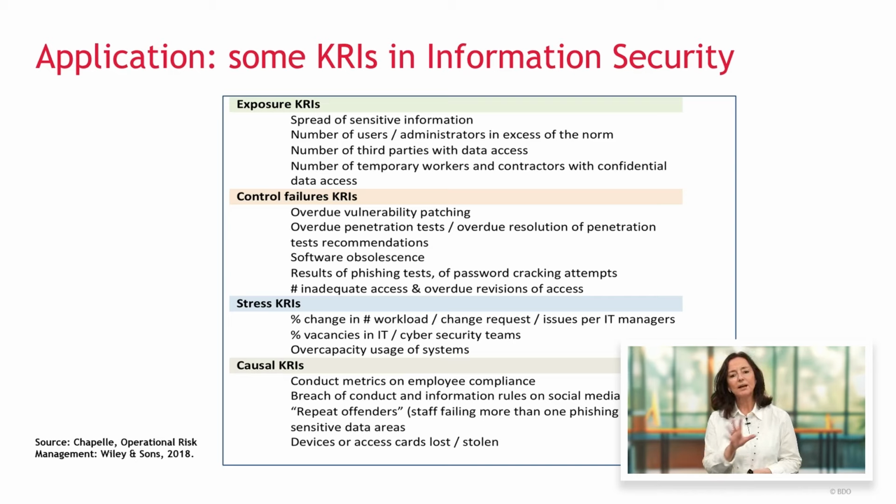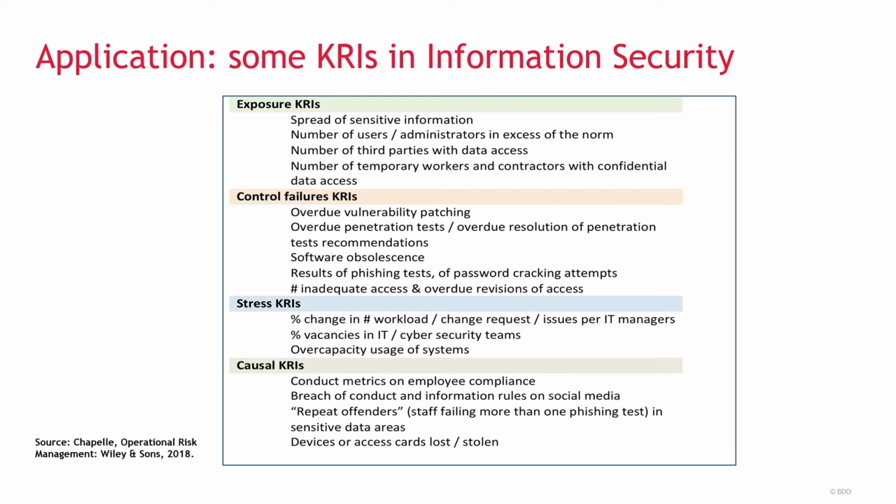And here you have a quick illustration of the four different types of key risk indicators applied to information security. I will leave you to read this at your leisure, but I will just pinpoint a few examples. In exposure KRIs, a good one is the number of users, or more specifically, the number of super admin accesses in excess of the norm.